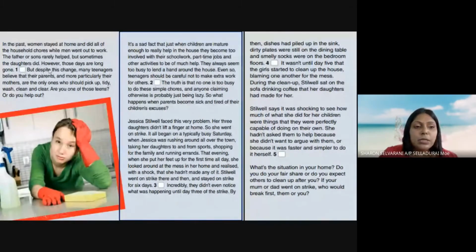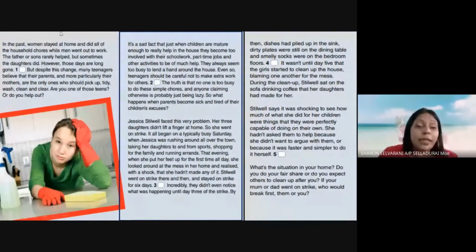But despite this change, many teenagers believe that their parents, and more particularly their mothers, are the only ones who should pick up, tidy, wash, clean and clear. Are you one of those teens, or do you help out? Okay, so this is a common situation in some houses. Nobody helps the parents, especially the mothers. So when the mother is just at home and she doesn't work, there goes the pity, poor mom. She's bullied to the maximum.